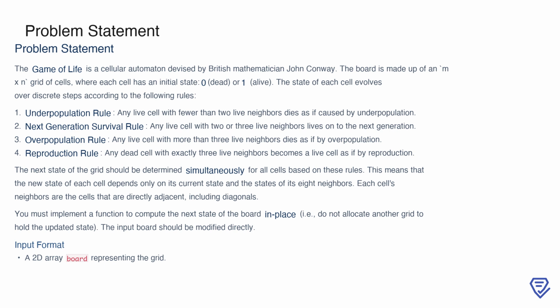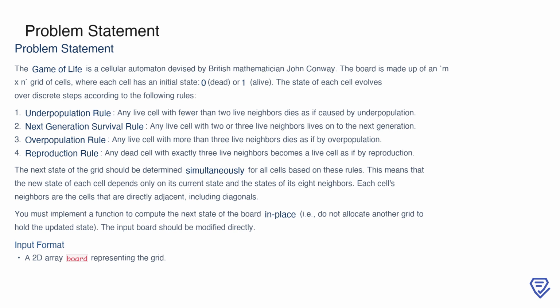as it's overcrowded. Finally, there's the reproduction rule. If a dead cell has exactly 3 live neighbors, it becomes alive, as if new life is created. These rules are applied simultaneously to all cells, and each cell's new state is determined only by its current state and the states of its 8 neighbors, which includes cells directly adjacent and diagonally adjacent.